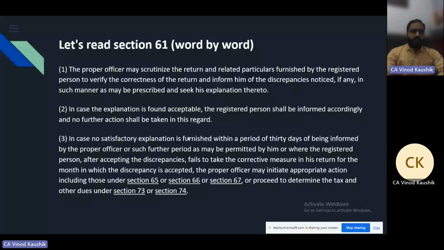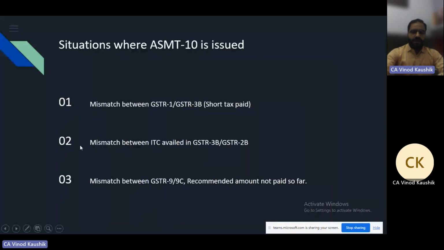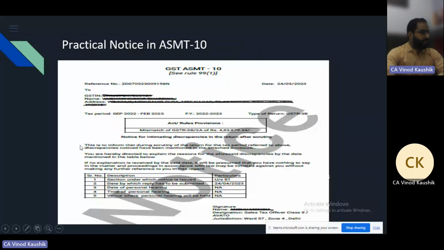On the screen, you can see this ASMT 10. Let's read this ASMT 10 first.